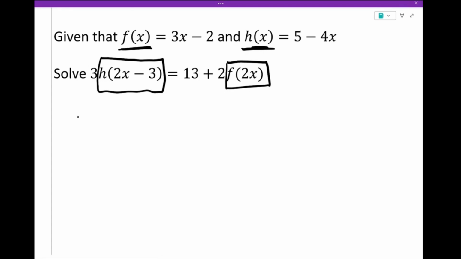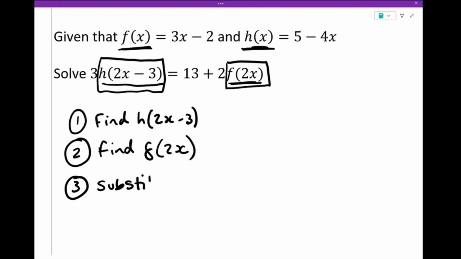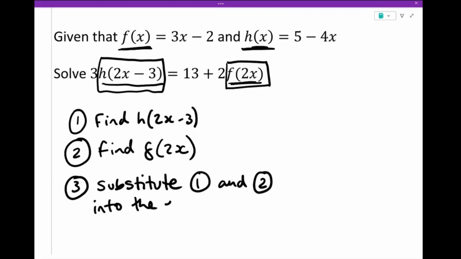So step 1 to solving this equation is we're going to have to find this function here. We're going to have to find h of 2x subtract 3, like we've been practicing. Then step 2, which could have been my step 1, we need to find f of 2x. And then I can replace the f of 2x with whatever I find. Then step 3 is going to be to do the substitutions. So we're going to substitute my results of 1 and 2 into the equation. And then once we've done that, we can solve to finish off the question. Okay, so let's start with step 1 then.